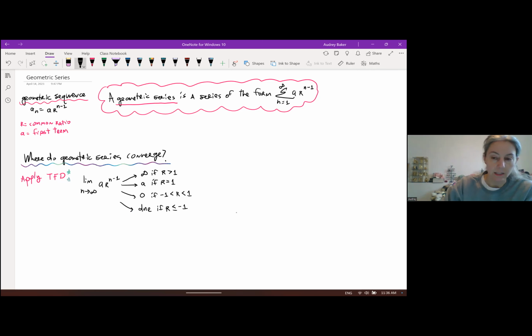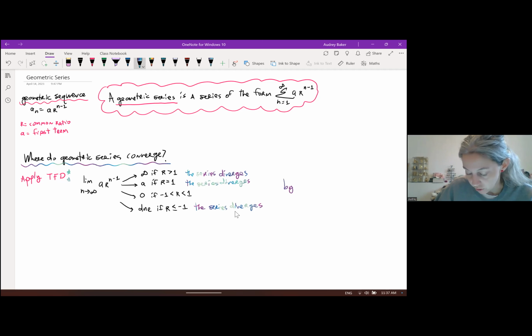So what that means is the sequence converges if r equals 1 or if r is between -1 and 1, so in these two middle cases. However, by the test for divergence, the series diverges here because infinity is not 0. The series diverges here because, again, a is not 0. This series diverges here because, again, does not exist is not 0. And so in these three cases, the series diverges by the test for divergence.